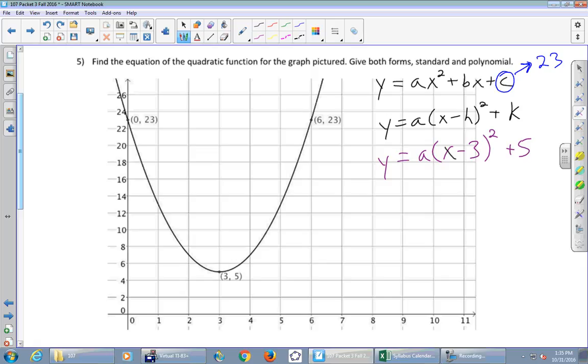So in the first equation with the a, b, c, we only got c. But in the second equation, we got h and k. So we still have work to do, but I'd rather work from the second equation where the only unknown is the a, which is left over, okay? All right, so let's give this a shot. All we've used in this bottom purple equation is the 3, 5. We have not used the 6, 23 or the 0, 23. I think we could use either one. More often, we're going to be given a y-intercept than a random point out there, so let's use this y-intercept.